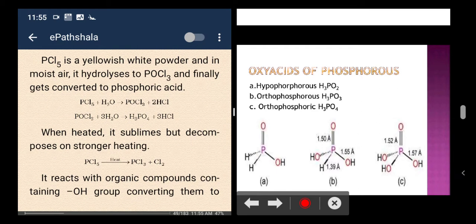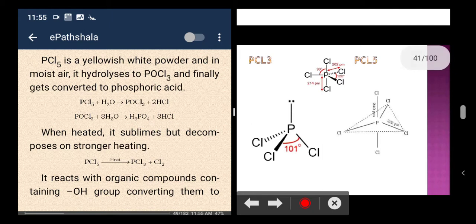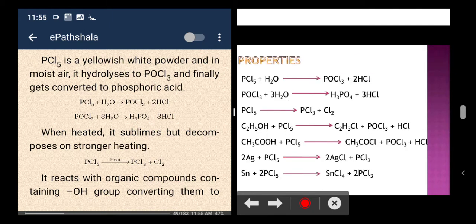The properties of PCl5: it is a yellowish white powder, and in moist air it hydrolyzes to POCl3 and finally gets converted into phosphoric acid, as given in your textbook. When PCl5 is hydrolyzed, it forms phosphorus oxychloride and hydrochloric acid. When heated, it sublimes but decomposes on stronger heating. That is, when phosphorus pentachloride is heated, it produces chlorine gas and phosphorus trichloride. This is the same as given in the textbook.